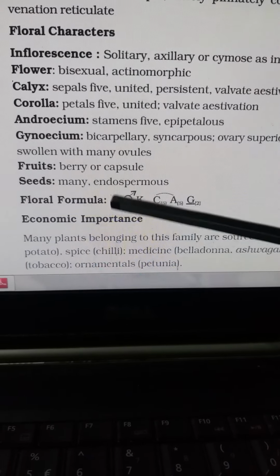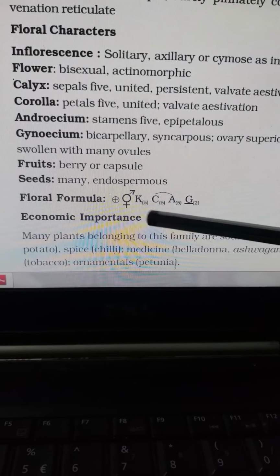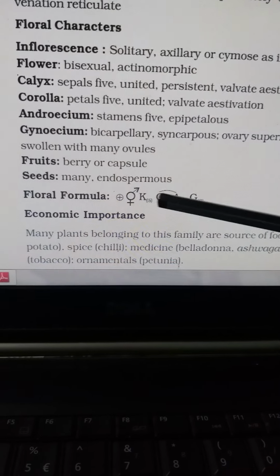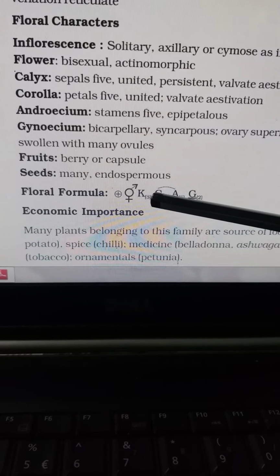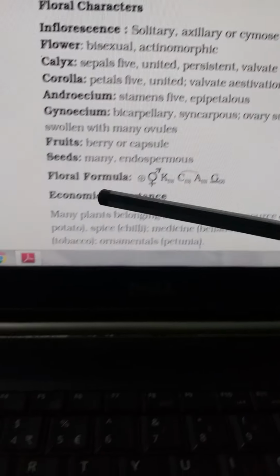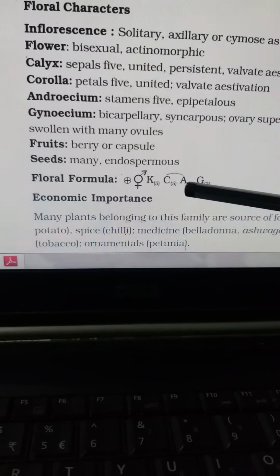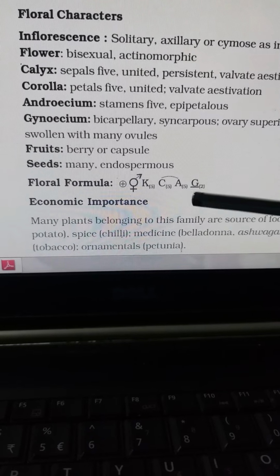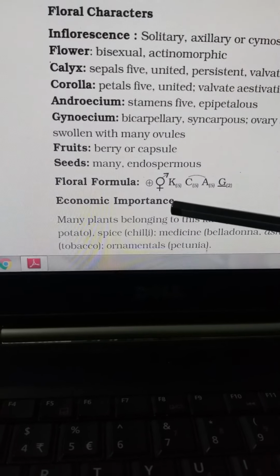Floral formula, you see, it is this. It is actinomorphic, bisexual, calyx 5, corolla 5, androecium 5. It is gamosepalous, and joined, this is epipetalous. Here the G with an underline means a superior ovary. 2 means 2-chambered. So the floral formula is K5, C5, A5, where C and A are joined together, so they have a bar, and since the ovary is superior, the G has an underline. This floral formula is entirely for this family.